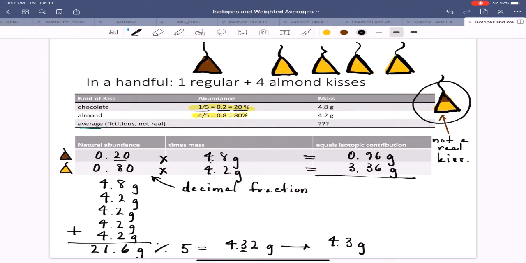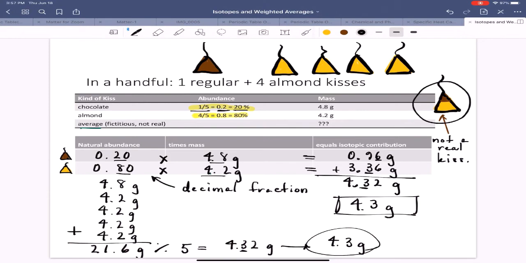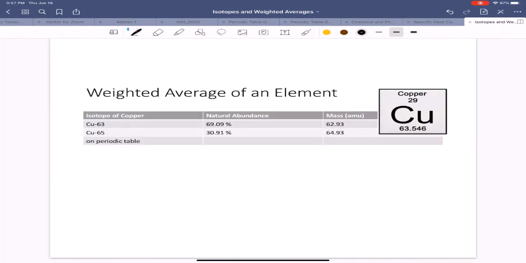So 2 sig figs times 2 sig figs, this number stops in the hundredths place. 2 sig figs times 2 sig figs, this number stops in the tenths place. And when I add those two numbers together, the calculator tells me 4.32, but my least precise measurement when I line up the decimals is the tenths place. So the average, considering the weighting of 1 in every 5 is regular and 4 in every 5 is almond, the average is 4.3 grams. And that happens in nature.